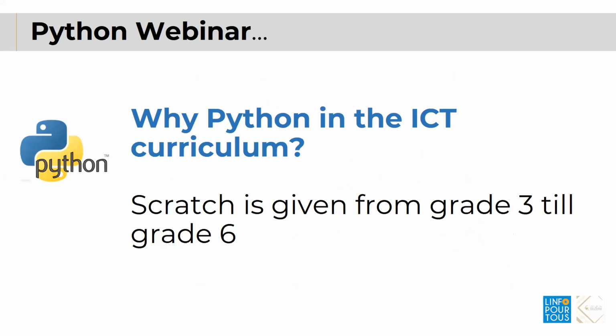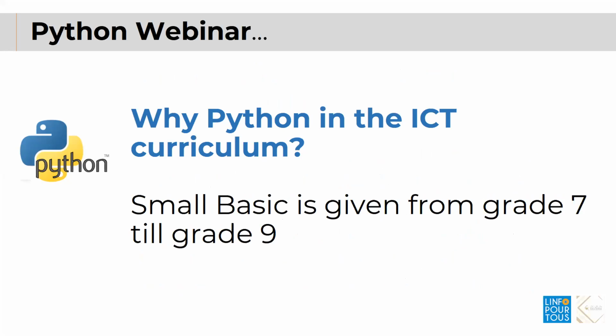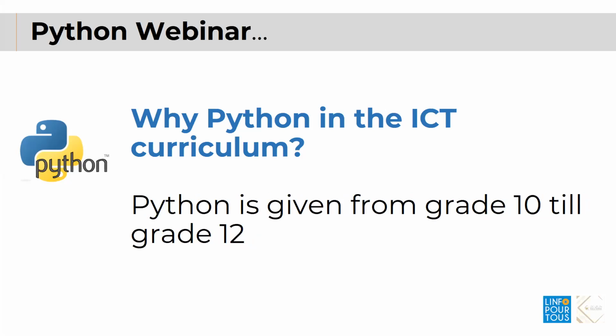And in Right Click, in our curriculum, we start giving coding since grade 3. So as you all know, if you are using our curriculum or you are not, Scratch is given from grade 3 till grade 6. Small Basic is given from grade 7 till grade 9. And I believe it's the time for Python for grade 10 till grade 12. And as I told you before, there is a plan of moving Python down to maybe grade 8 or grade 9. We did not take the action yet, but it's a plan for the near future.